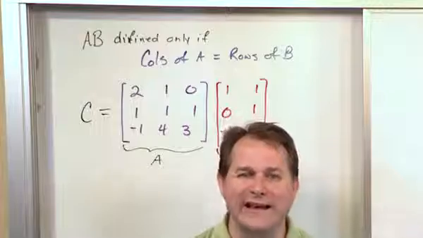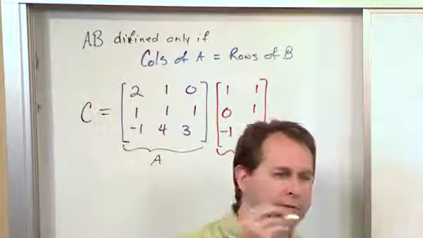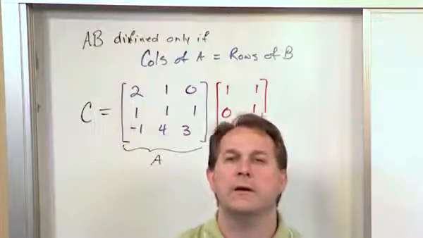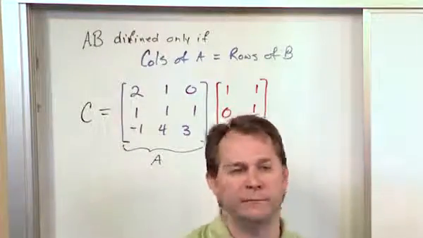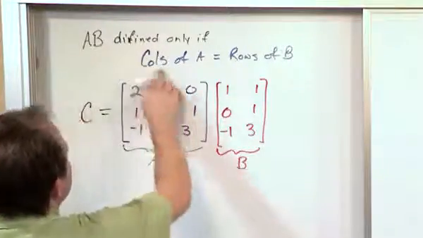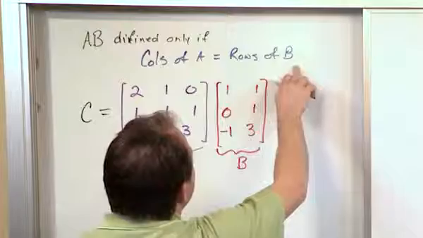I want you to actually say it a few times. Over and down, over and down, over and down. That's how you multiply. If you remember over and down, then you will know how to multiply matrices together. So say it to yourself, over and down. And that's why the columns of the first must equal the rows of the second.